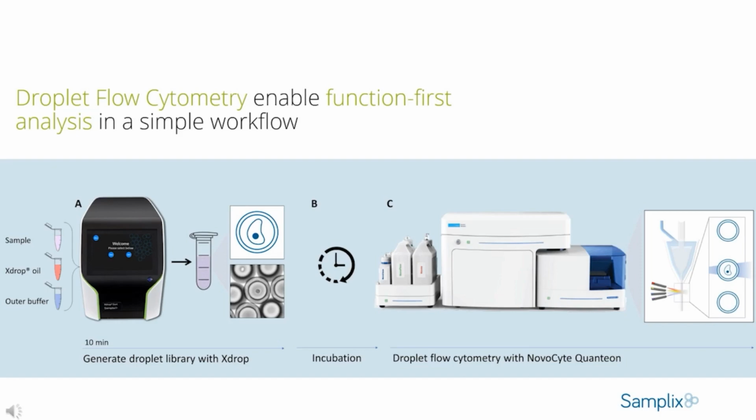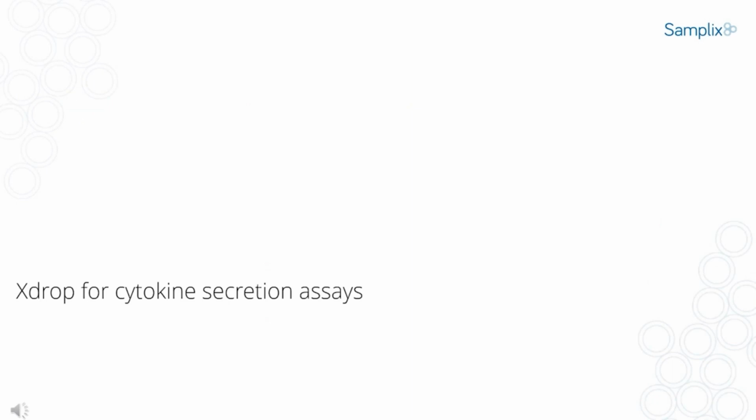Most of the assays that I will describe here have been analyzed using Agilent's NovoCyte in a very simple workflow. First, sample and reagents were pipetted into the Xdrop cartridge, placed in the instrument for encapsulation, incubated, and then analyzed by flow cytometry. So let's talk about some applications, starting with cytokine secretion assays.